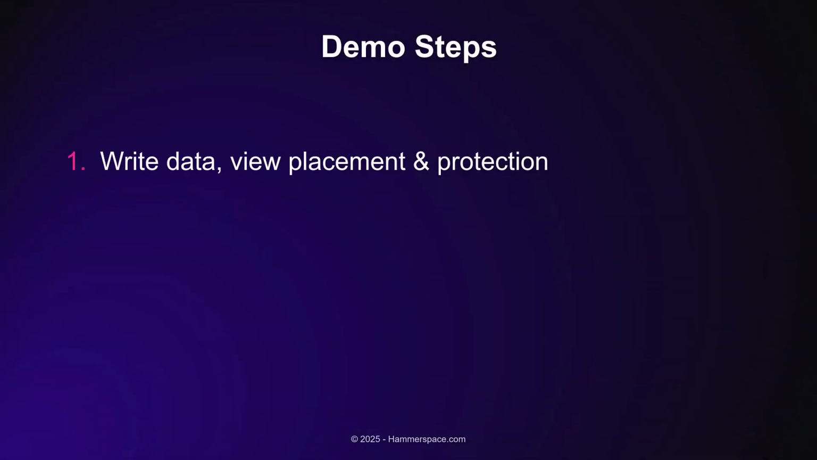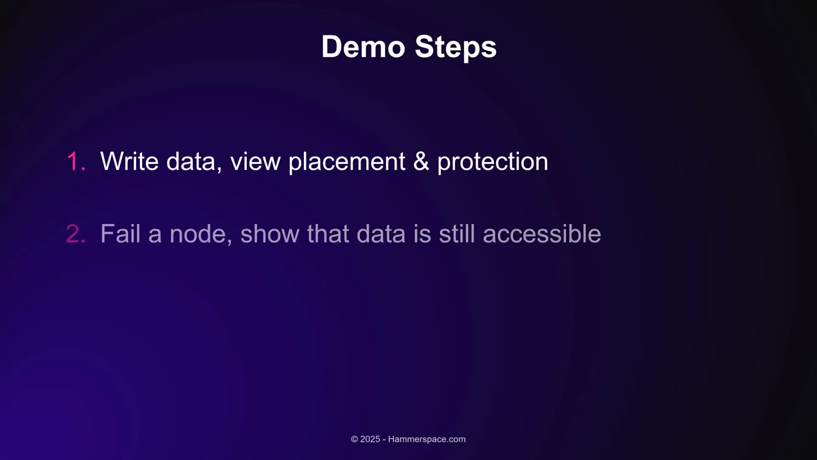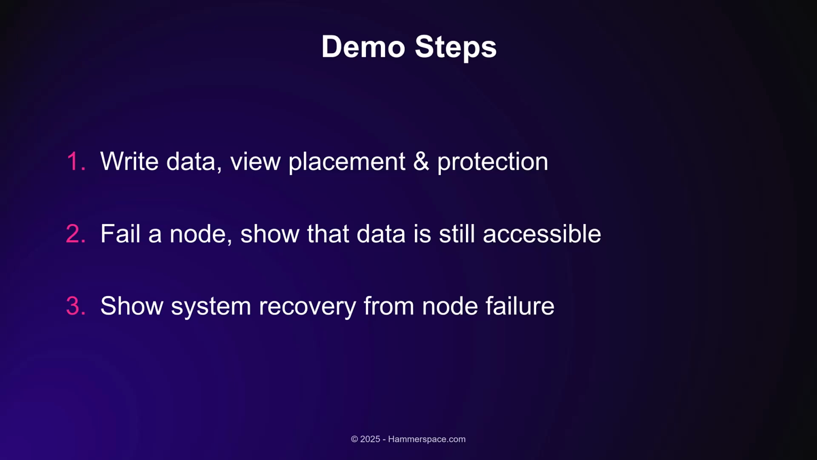After a quick review of the environment, we'll write a file into the Hammerspace share. Then we'll peek under the covers to see how the file landed on the storage. Next, we'll fail one of the nodes and show that despite the failure, the data is still accessible. Finally, we'll show that the system automatically recovers from the node failure by protecting the data on an additional surviving node.